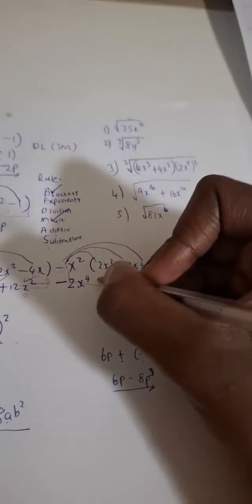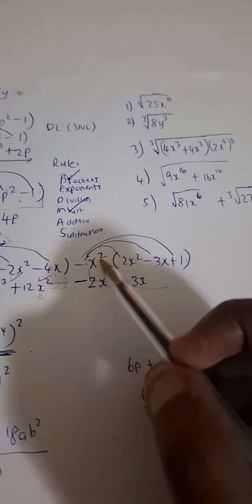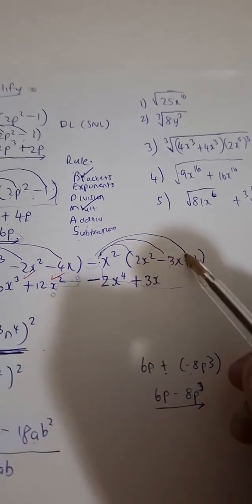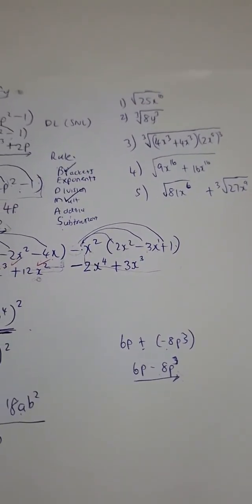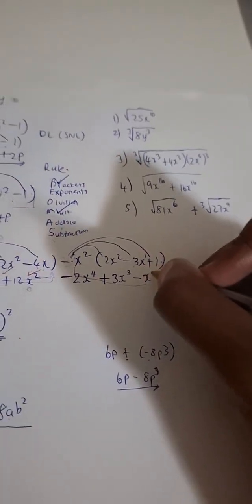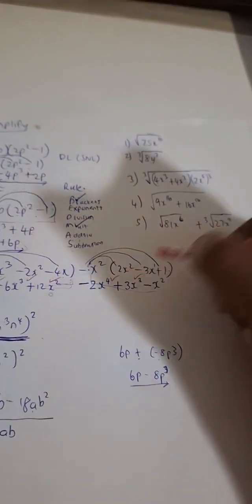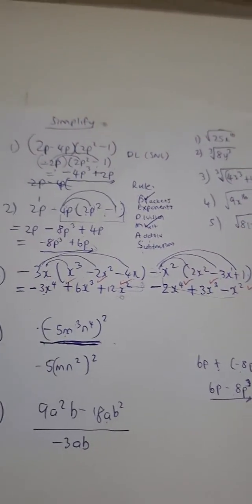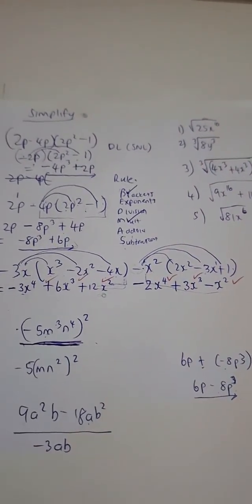Negative times a negative is positive. 1 times 3 is 3. X to the power exponent, we keep the base, we add the exponent, there's an invisible 1 there, x to the power 3. 2 plus 1 is 3. And then lastly, negative times a positive is negative. 1 times 1 is 1, and then x squared is just written as our last term. Tick, tick, tick. Sign, my number, my letter, everything is so sweet and so good.